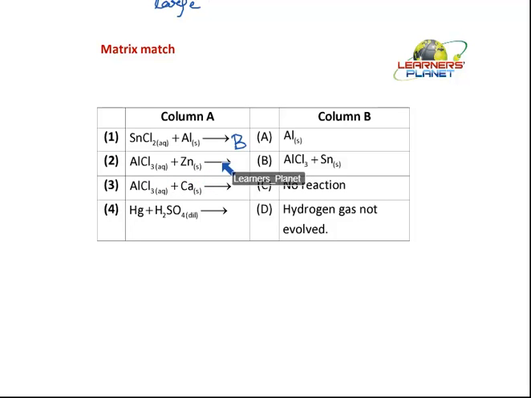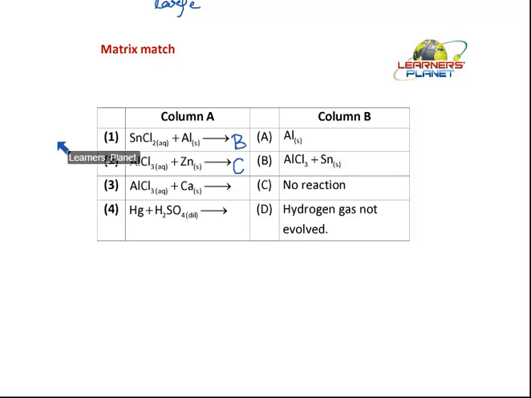Now taking up the second one, that is AlCl3 plus zinc. Now in this case again, which is more reactive? Aluminium. Which is less reactive? Zinc. So can zinc replace aluminium or displace aluminium? No. So what should be the answer? It should be no reaction.